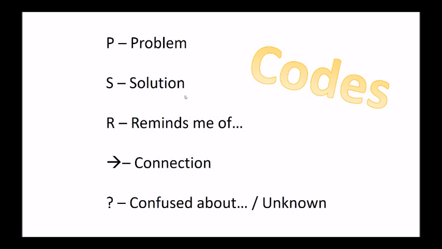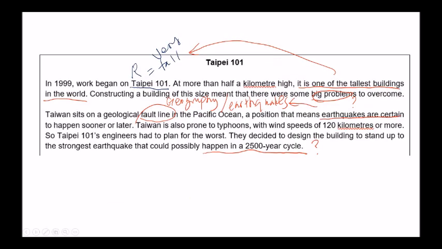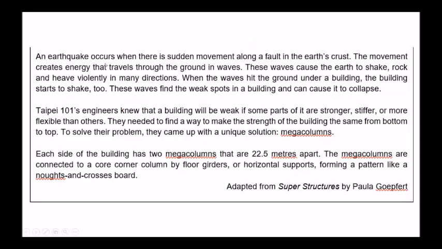Okay, so we haven't used the codes problem and solution. So let's see if we can start using these. We have a problem here, prone to typhoons and also earthquakes. An earthquake occurs when there is sudden movement along a fault in the Earth's crust. The movement creates energy that travels through the ground in waves. These waves cause the earth to shake, rock, and heave violently in many directions.